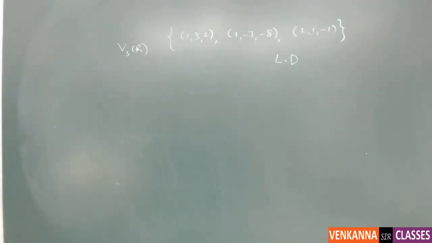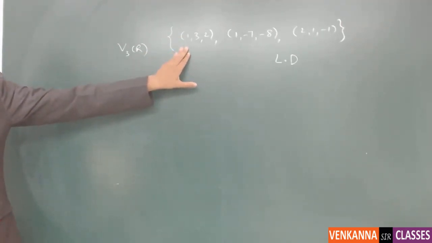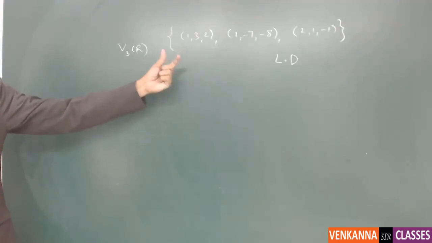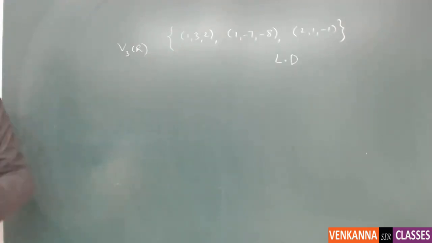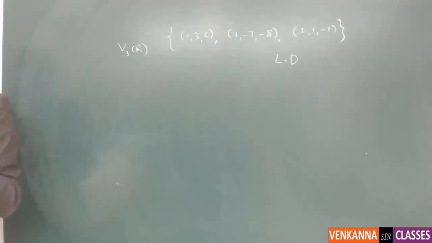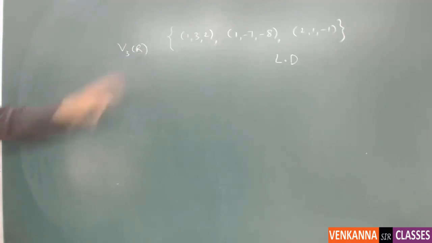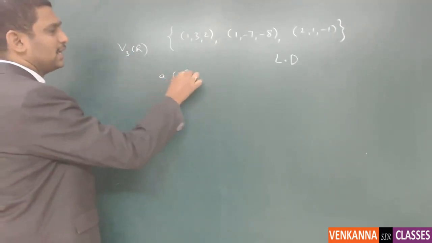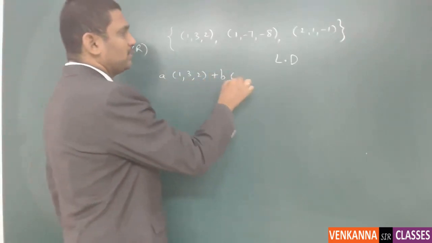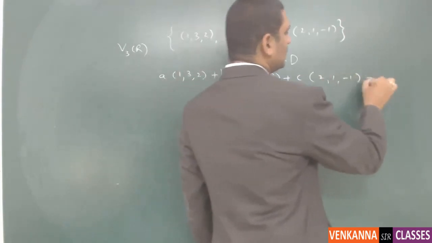So let us go with the definition. So what is the definition? If we write a linear combination for the given set and the result is the zero vector, then it is possible to find non-zero scalars. So let us write the linear combination first. Here the field is the real field, real numbers are the scalars. So let us take a into (1, 3, 2) plus b into (1, -7, -8) plus c into (2, 1, -1) is equal to the zero vector.